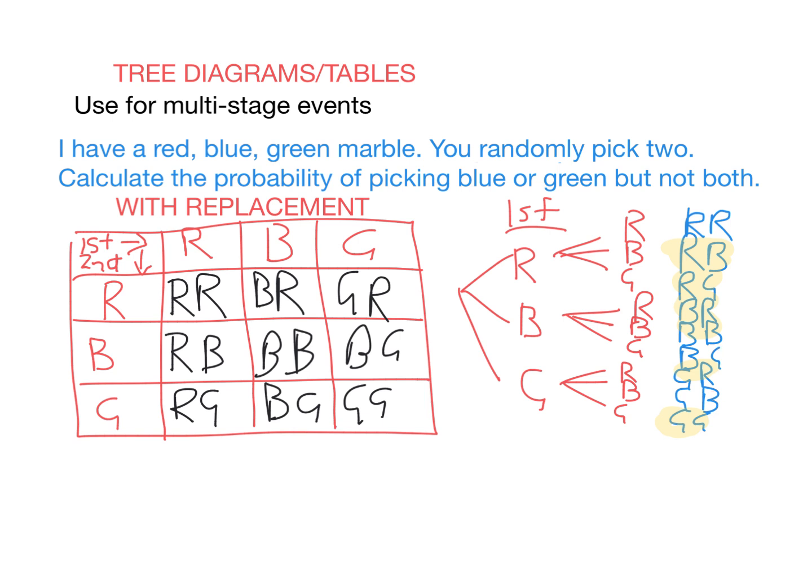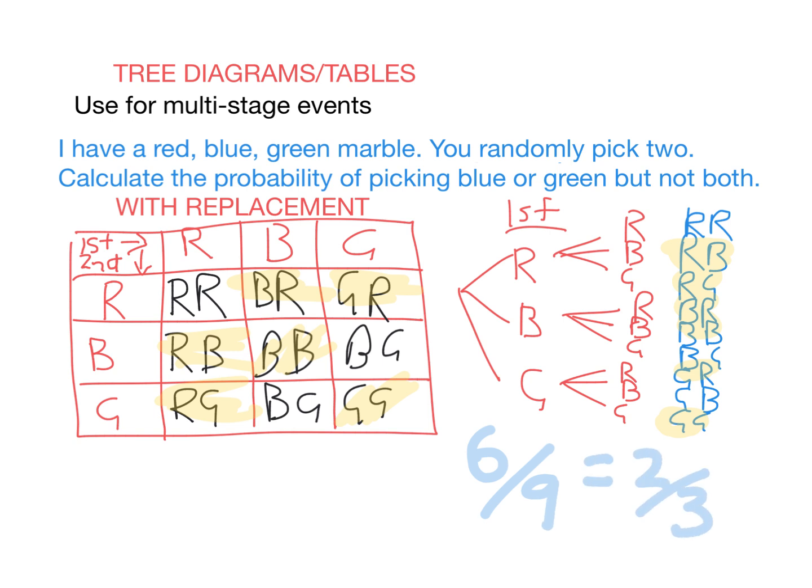So that's really easy. We can see that we've highlighted 6 out of the 9 outcomes. We could have just as easily done it in the table. We would have included these ones. We don't want to include the B and G ones because it said but not both. So in either case, we've highlighted 6 outcomes out of 9 in total. So that's our final probability, which is 2/3.